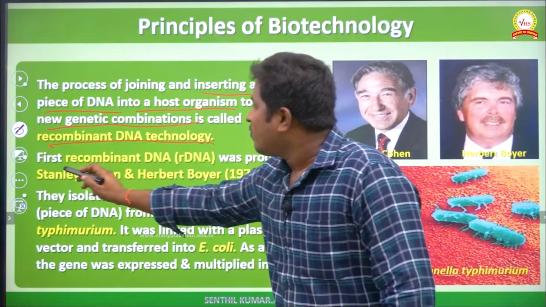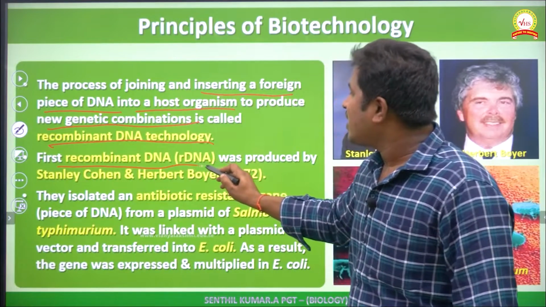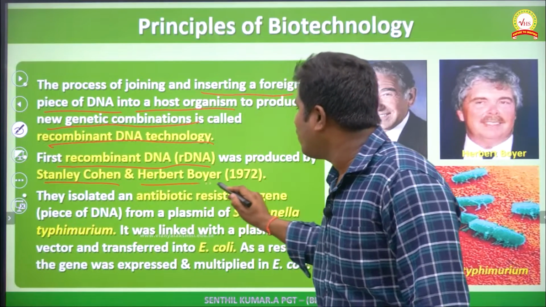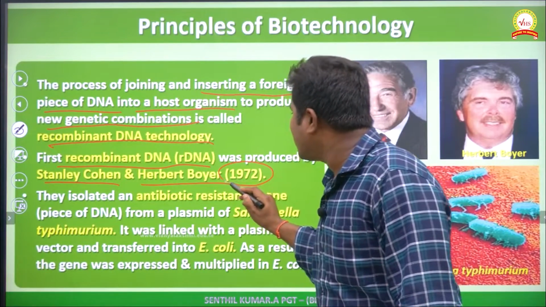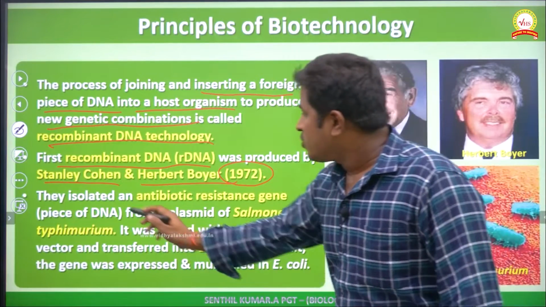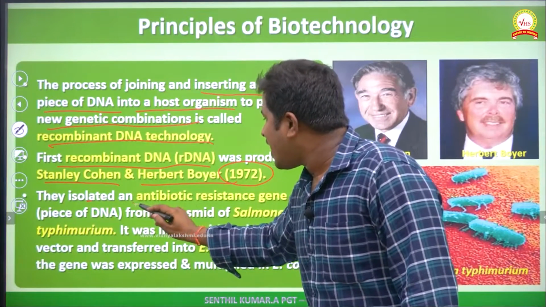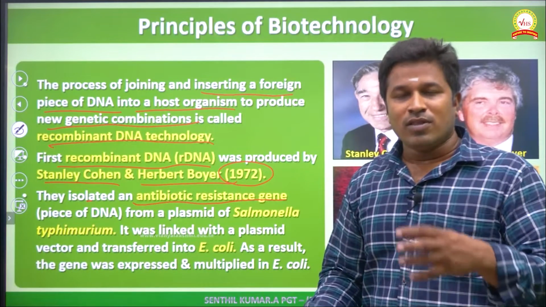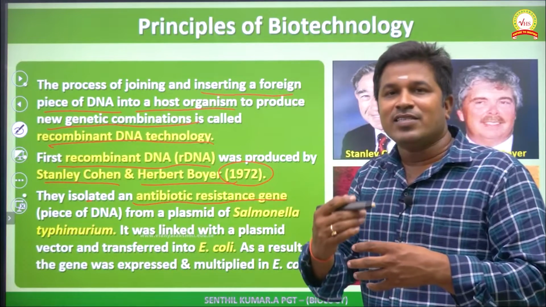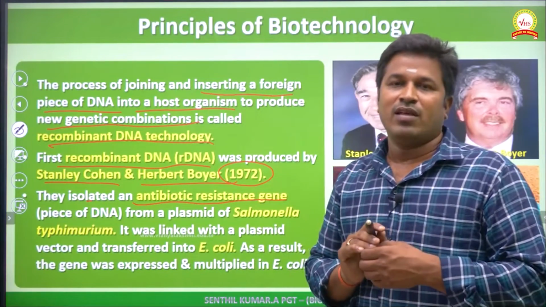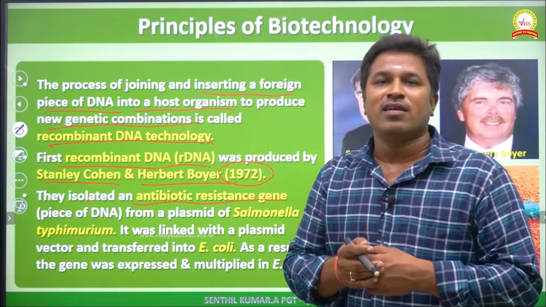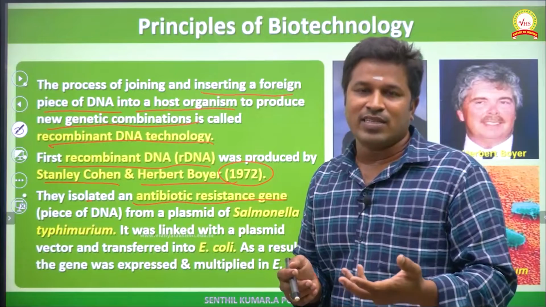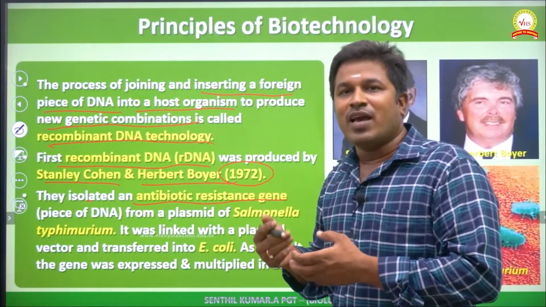The first recombinant DNA was produced by Stanley Cohen and Herbert Boyer in the year 1972. What they did was isolate an antibiotic resistance gene. What is the antibiotic resistance gene? There are bacteria which are resistant to a particular antibiotic, like tetracycline, ampicillin, kanamycin, streptomycin. There are various kinds of antibiotics, and some microorganisms are resistant to them.